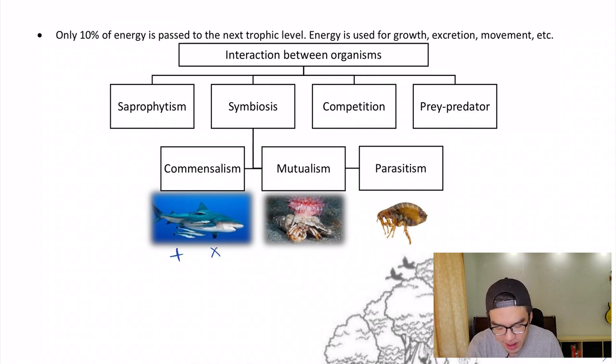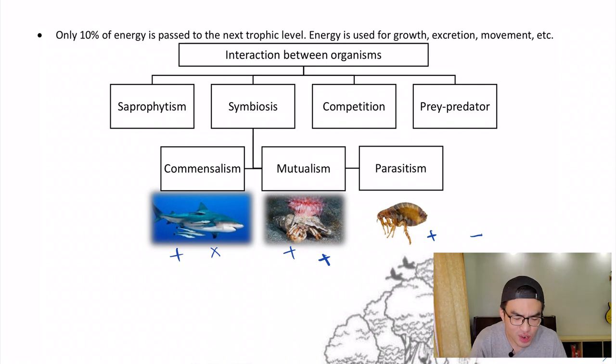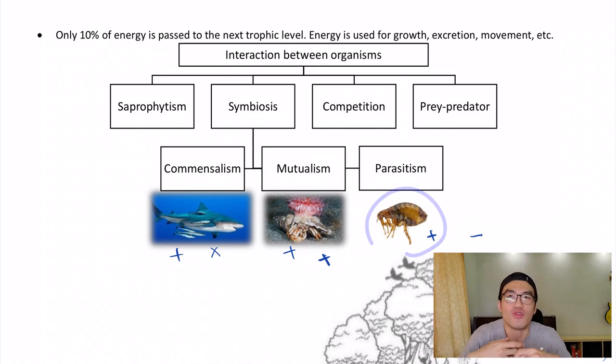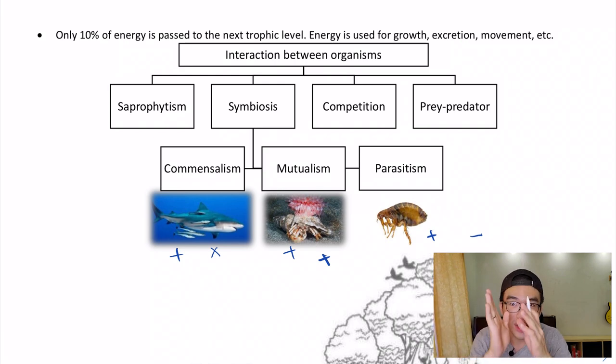one is not affected. Mutualism, both get advantages, like your sea anemone and your hermit crab. The sea anemone gets free transport, your hermit crab gets protection. Parasitism, one gets advantage, one loses something. For example, your flea, your kutu, or your Rafflesia plant. So only memorize one example. If you want, you can memorize two examples for each symbiosis. That will be enough. Moving on.